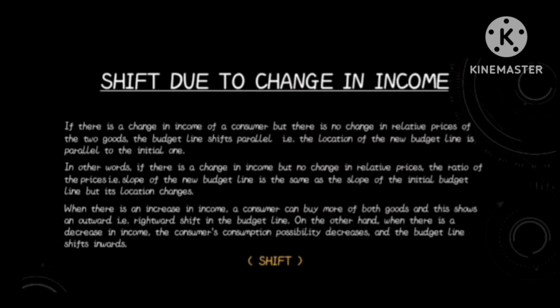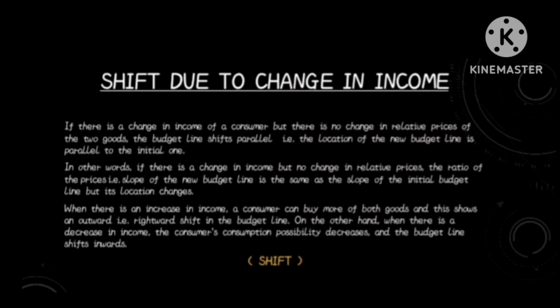Alright, so shift due to change in price we have done. Now this is the shift due to change in income. If there is a change in income of a consumer but there is no change in the relative prices of two goods, the budget line shifts parallel. For example, the location of the new budget line is parallel to the initial one. Or in other words, if there is a change in income but no change in relative prices, the slope of the new budget line is the same as the slope of the initial budget line, but its location changes.